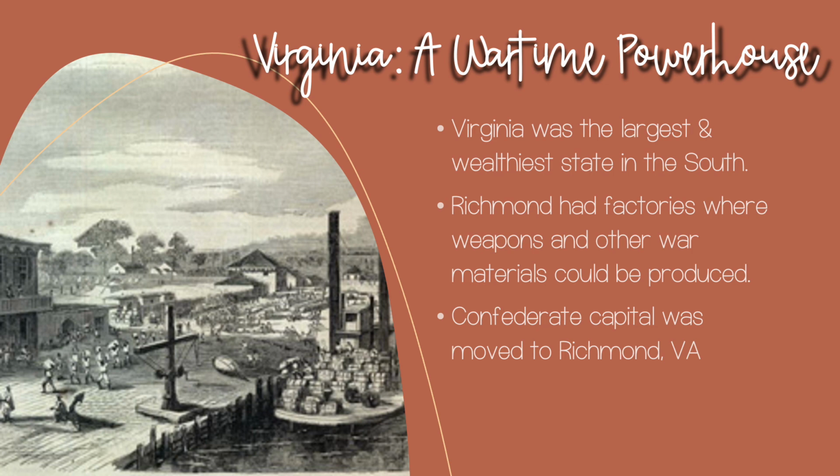Gaining Virginia was a huge win for the Confederacy. It was the largest and wealthiest state in the South. And in cities like Richmond, there were factories in which guns and other war materials could be produced. Virginia was also home to some of the greatest military minds in the country. In fact, the state was so important to the Confederacy that the capital was moved from Montgomery, Alabama to Richmond, Virginia, which was only a short distance from the United States Capitol in Washington, D.C.